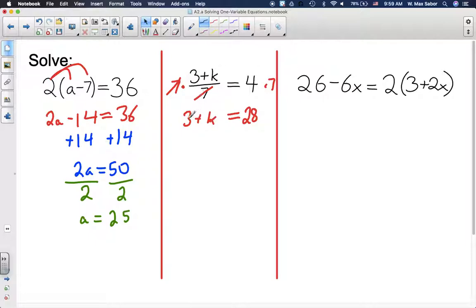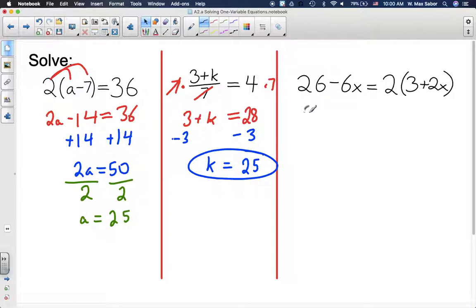So 7 divided by 7 is 1, leaving the numerator intact, and then we do 4 times 7 to get 28. Now, this is adding 3, adding positive 3. So we subtract 3 from both sides, getting k, positive k, equals 25. Huh, same answer.